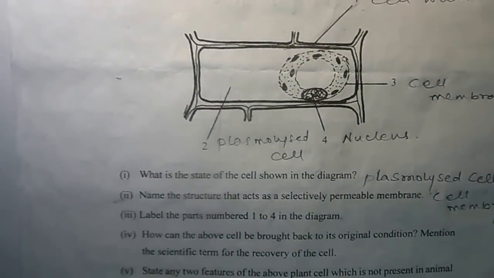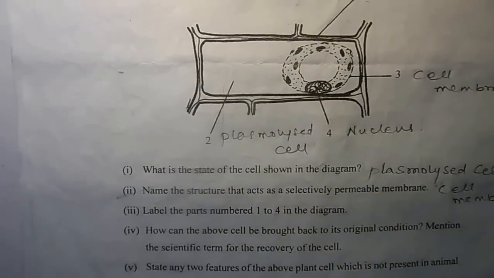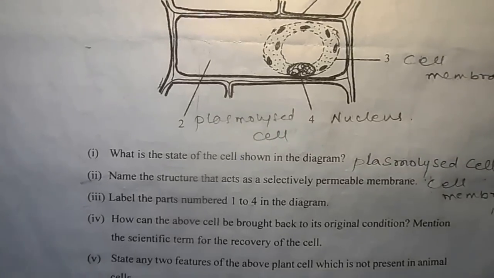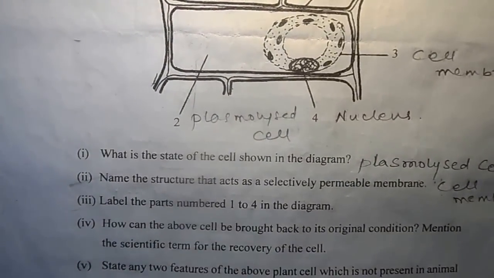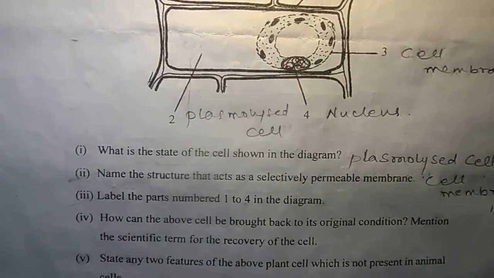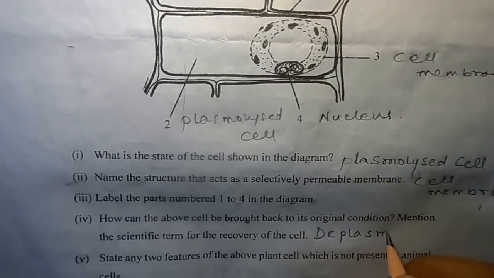Number 4, how can the above cell be brought back to its original condition? Okay, the present state of the cell is plasmolysed. So you have to keep the cell in water so that it returns back to its original condition. You have to name the scientific term for the recovery, and that is deplasmolysis.